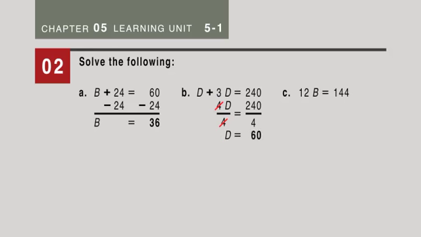In letter C, 12B equals 144. That's multiplication, so what do we do? The opposite. Divide both sides by 12. Whatever you do to one side, you do to the other, leaving B equal to 12.